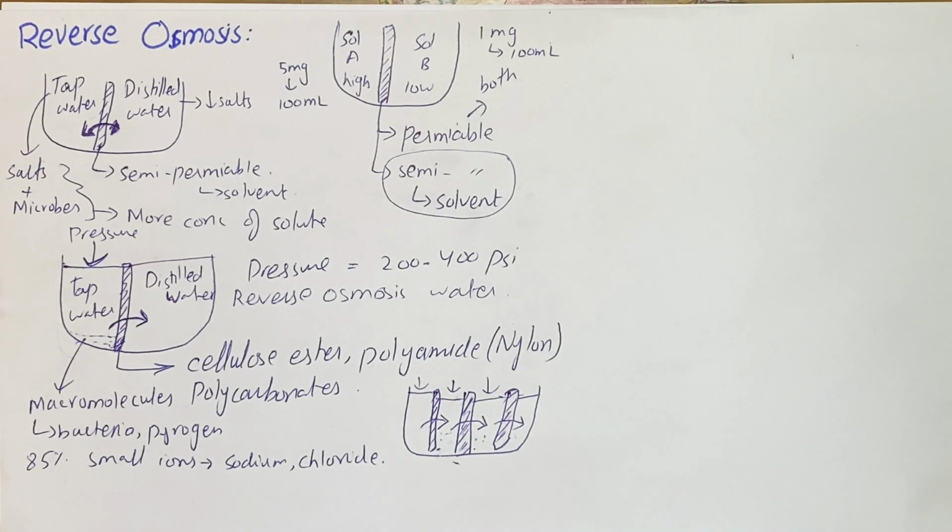As we know, macromolecules cannot pass through this membrane, but a small percentage of small ions can pass through them. So to avoid this, or to remove those small ions up to approximately 99%, we have to install a series of semi-permeable membranes which will allow more efficiency of the process, and we will have high grade RO water.